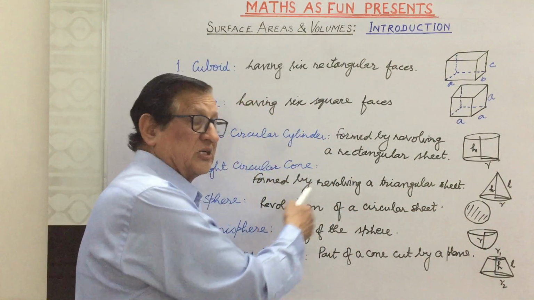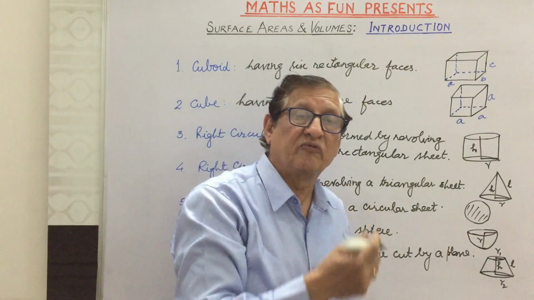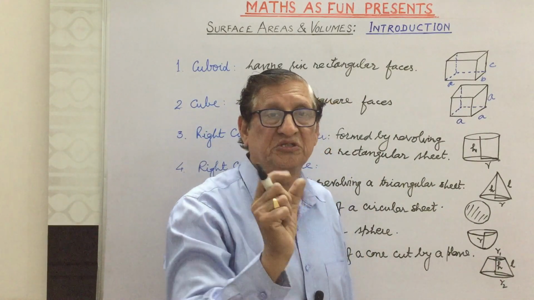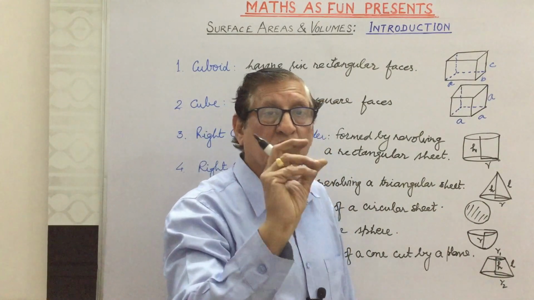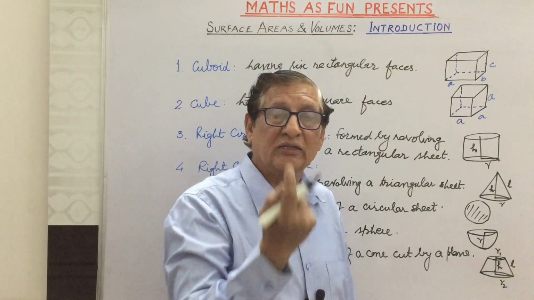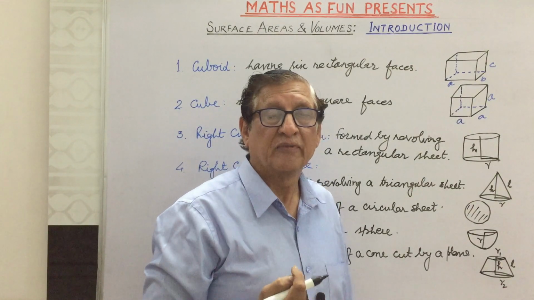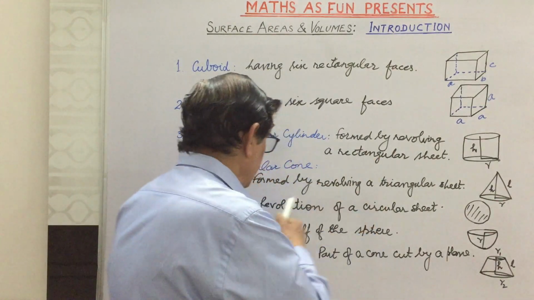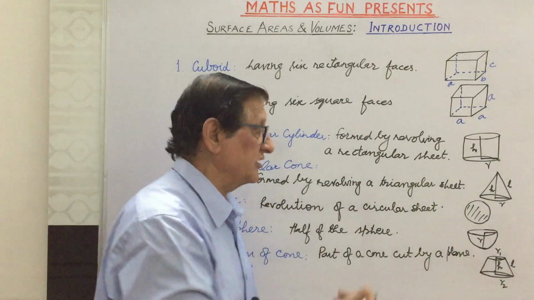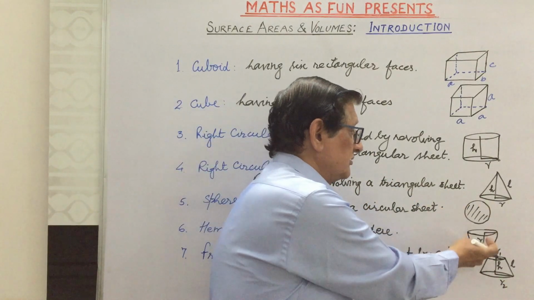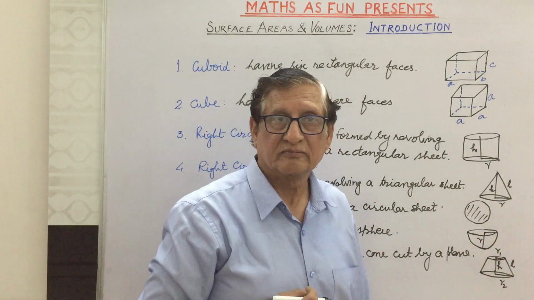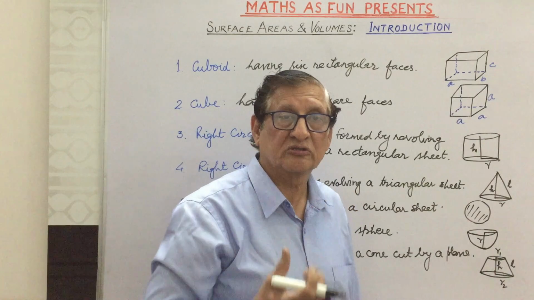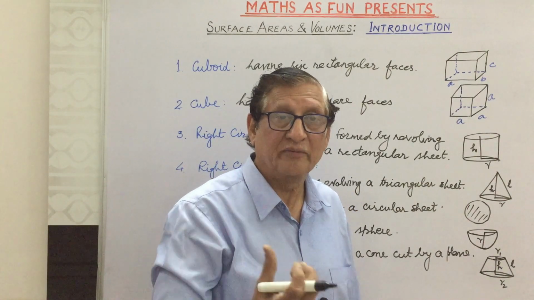Sphere. Sphere actually can be formed by revolving a circular sheet. Like if you revolve a coin on the floor in the standing vertical position, you will find it forms like a sphere. Then hemisphere. Hemisphere actually is half of the sphere. Like you are finding bowls at your home. They are hemispherical.